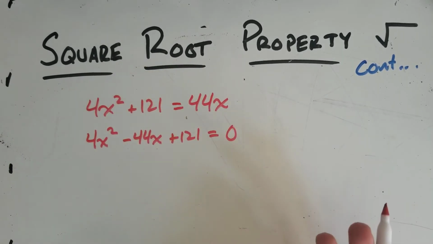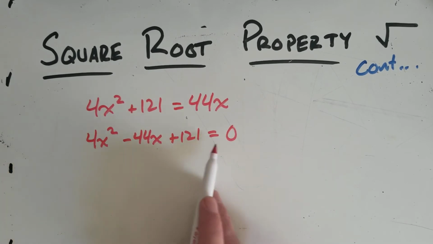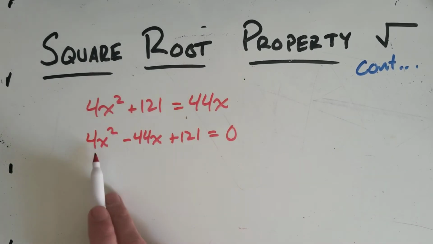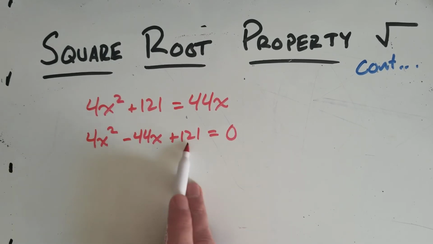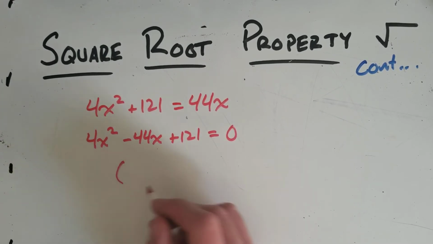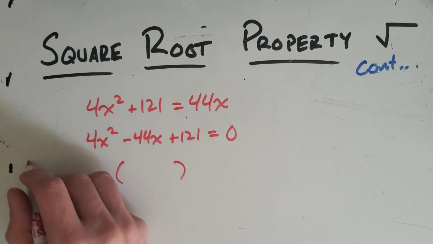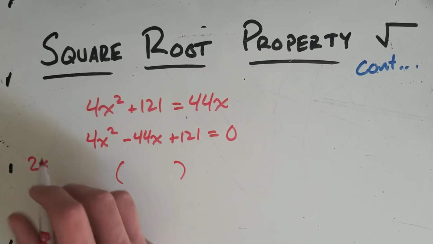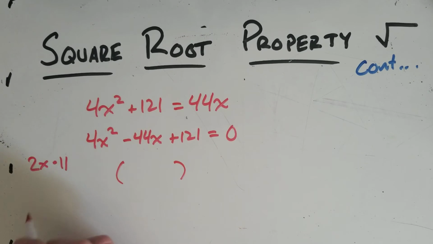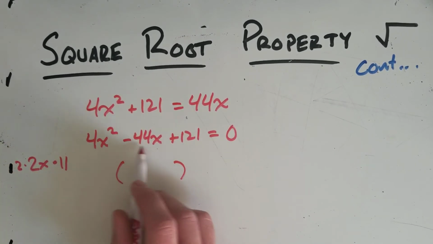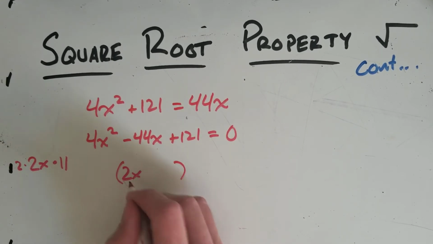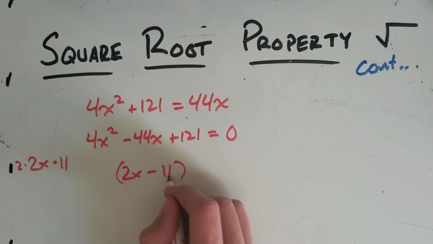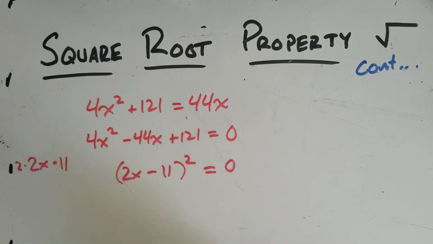So we should be thinking, can we factor this so that we can use the zero product property? Well, if we look, the 4x squared is a perfect square. The 121 is a perfect square. If you take 2 times the square root of 4x squared times the square root of 121, you'll end up with 44x, which we have here. So we have a perfect square, and we're going to have 2x minus 11 squared equals 0.